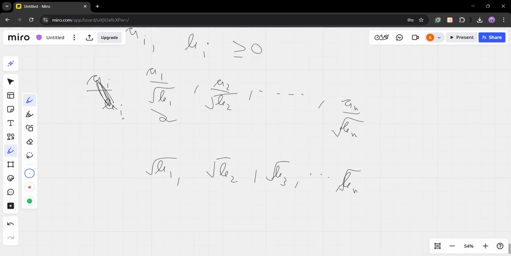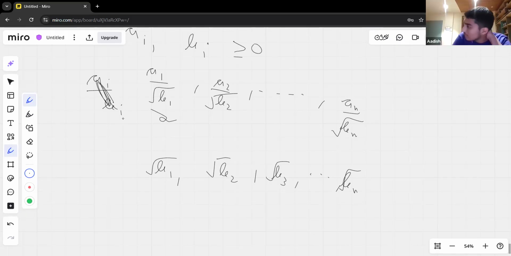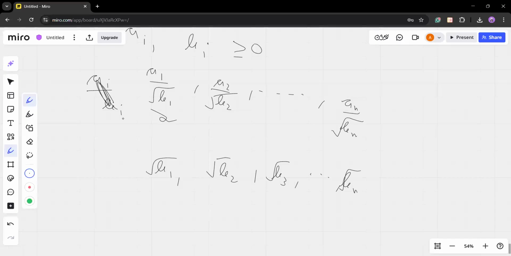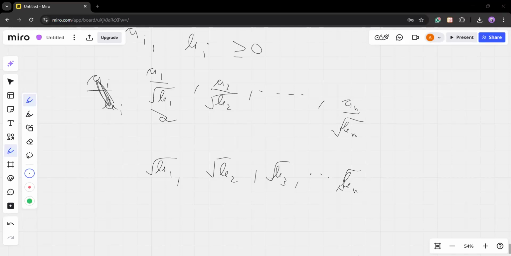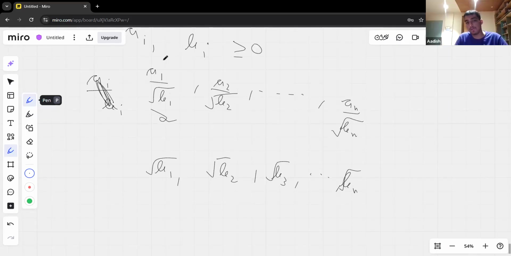But ai could be negative. Yeah, okay, ai can be negative. That is true. That's fine. Okay, bi have to be positive, ai don't. So apply Cauchy-Schwarz. What do we get?